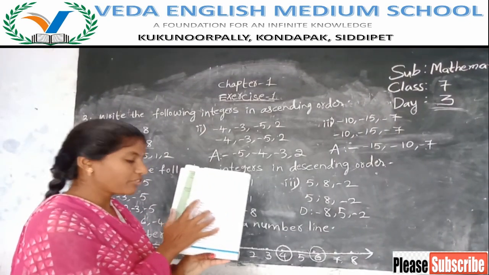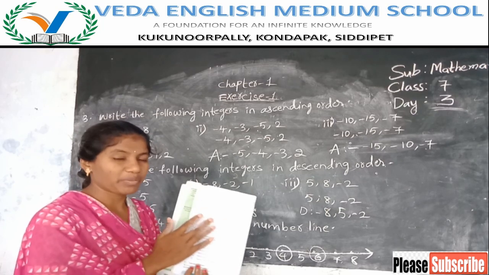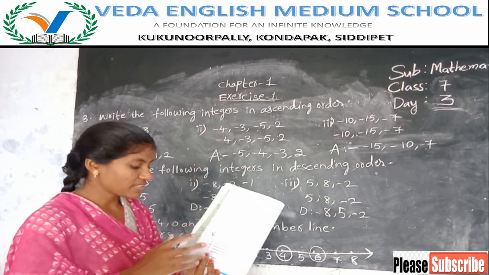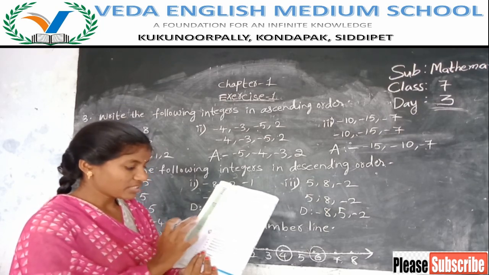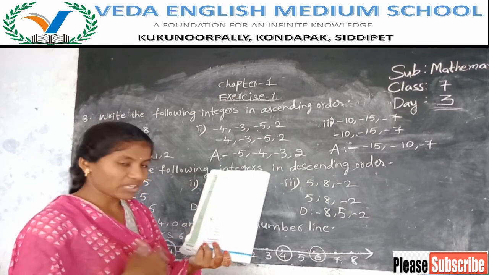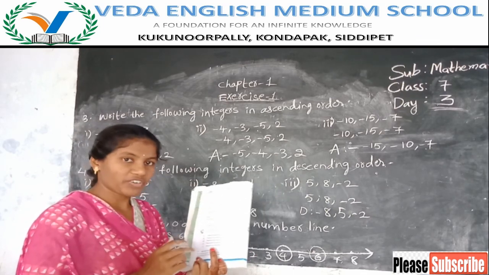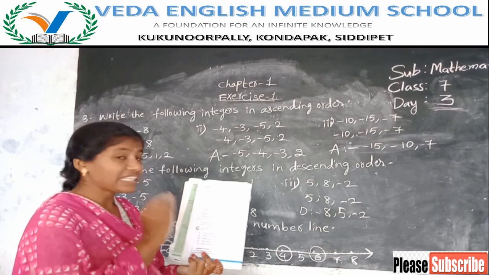So, in our exercise 1, how many problems have we completed today? We have completed up to the 5th bit, so you have to copy up to 5 bits in your notebook. Tomorrow we will discuss the 6th bit and 7th bit. Afterwards, in the next class, we will learn about operations of integers. So everybody has to write neatly.